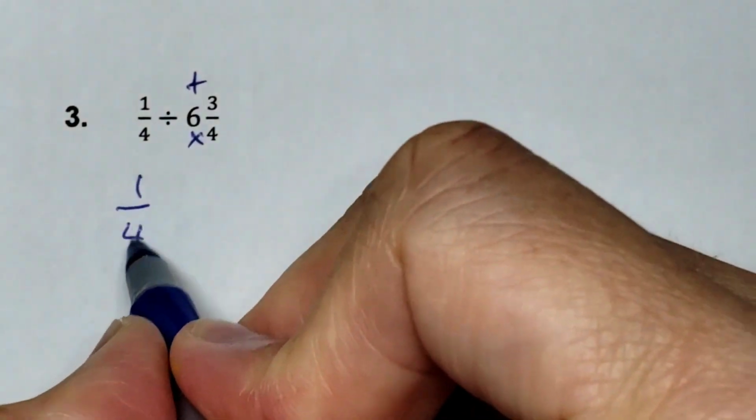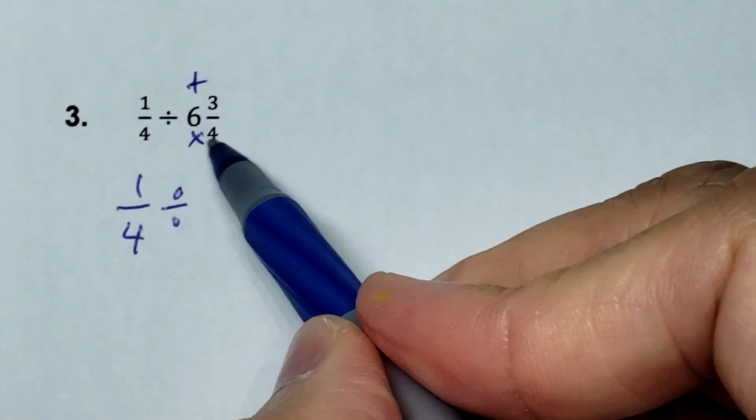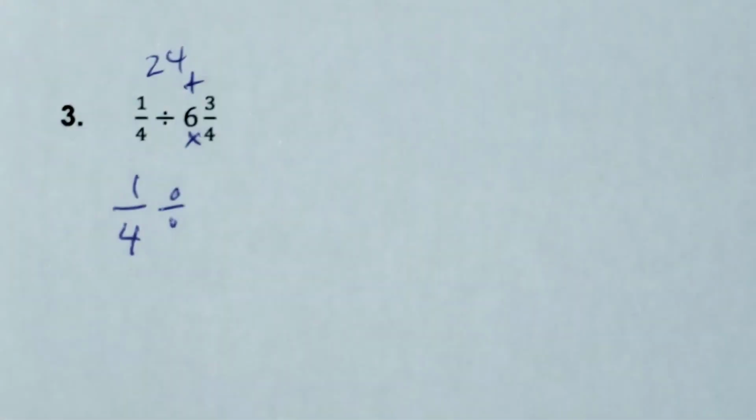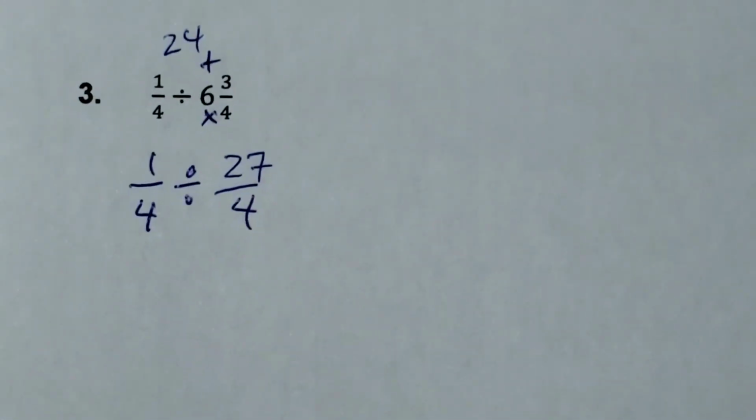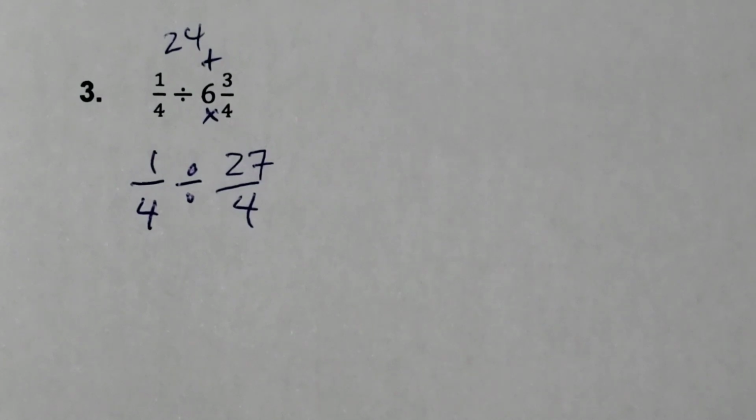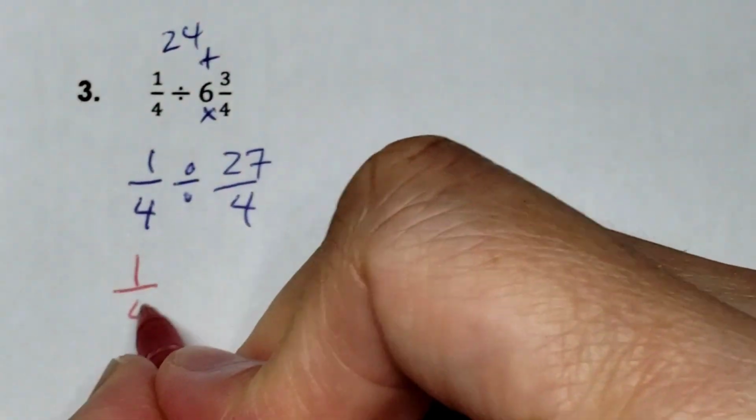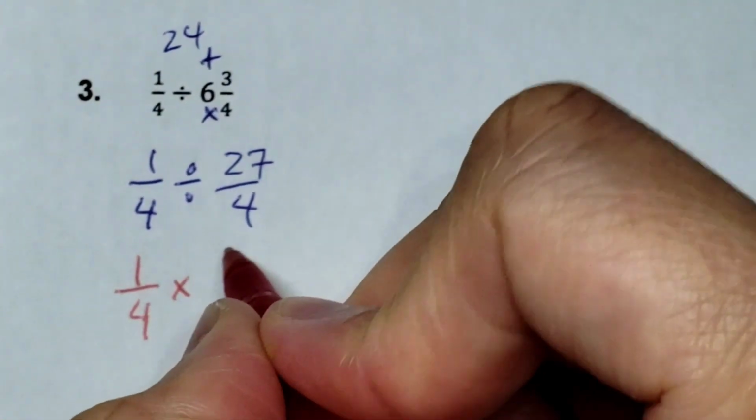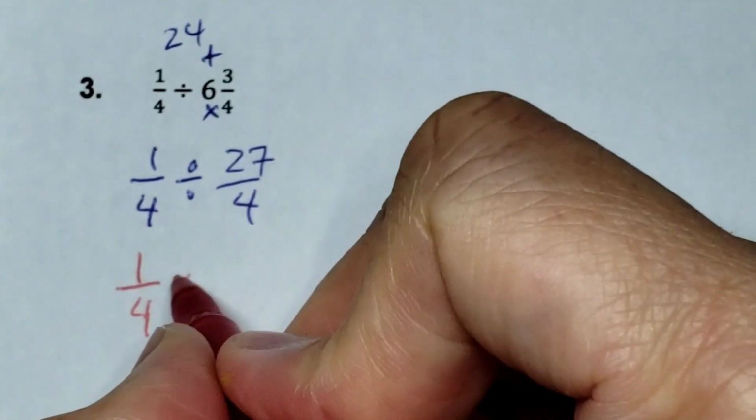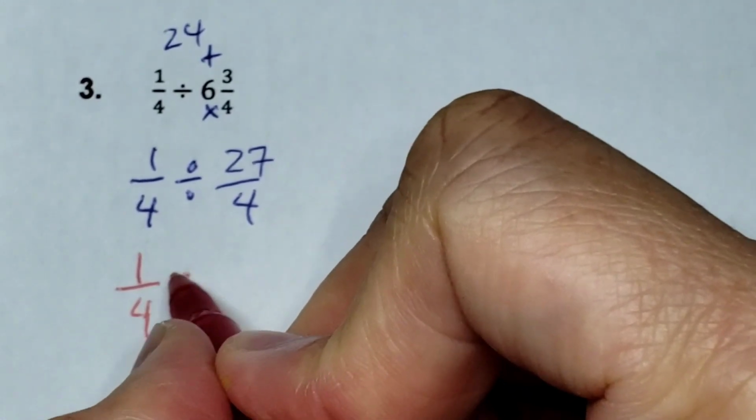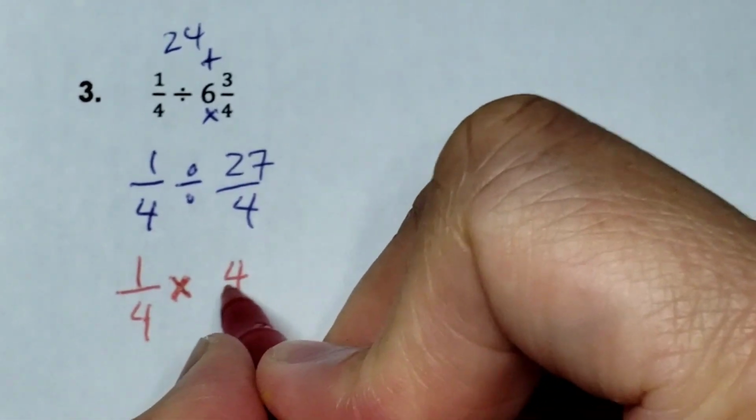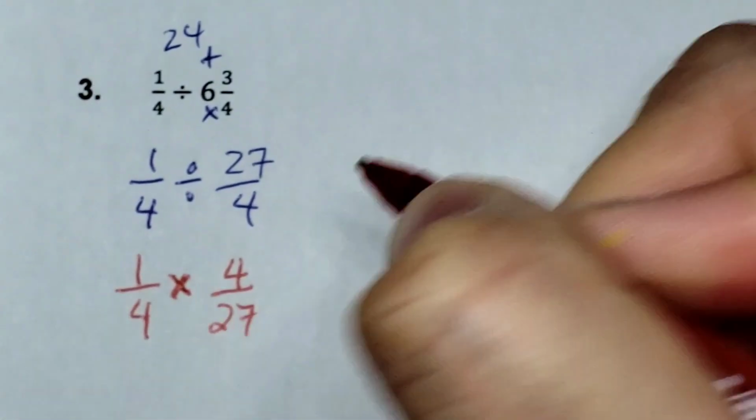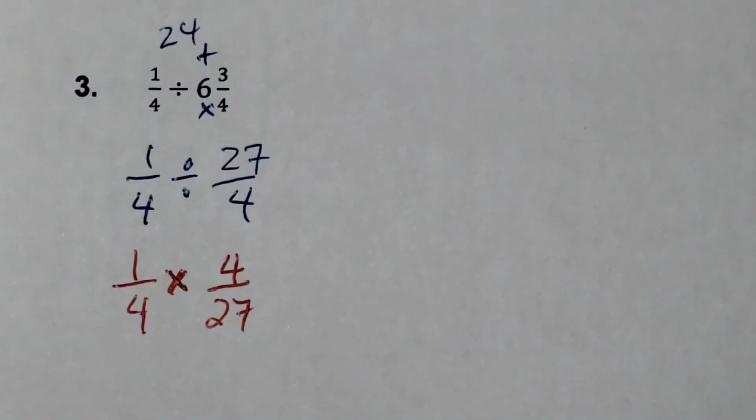So 1/4 stays the same, divided by 6 times 4 is 24 plus 3, that should give you 27 over 4. Again, we keep change flip. That should give us 1/4 times its reciprocal. Now, if you notice, I'm going back and forth between keep change flip and multiplying by its reciprocal, so you would know why keep change flip works, okay?